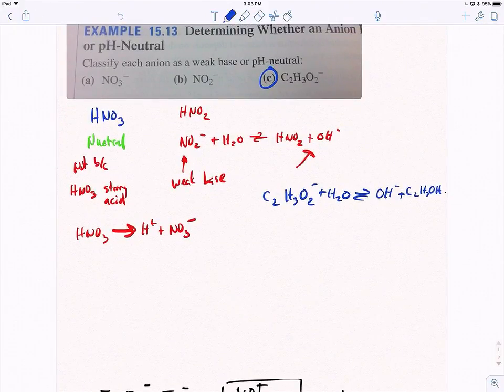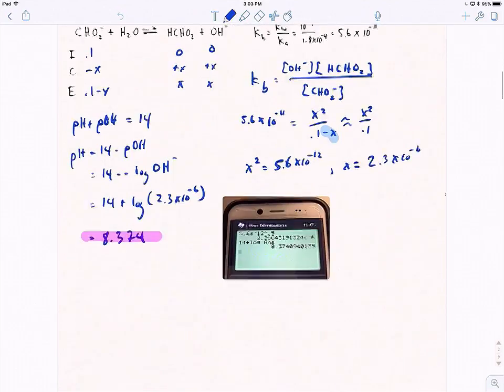Why basic? Basic, alkaline. Basic, like ish. Okay, because they will rip a hydrogen off of water and then form hydroxide.